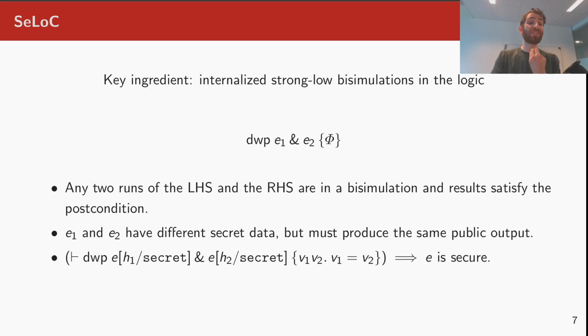As such, we have the following Soundness Theorem. Suppose that we have a program E with a secret variable named secret. We then take this program E and produce two other programs by replacing the secret variable with values h1 and h2 respectively, where h1 and h2 are arbitrary values. We then ask that the two resulting programs are related by DWP. In the postcondition, we further ask that the resulting value v1 from the first program and v2 from the second program are in fact equal. If we can derive this proposition in CLOC, then we know that the program E satisfies non-interference.